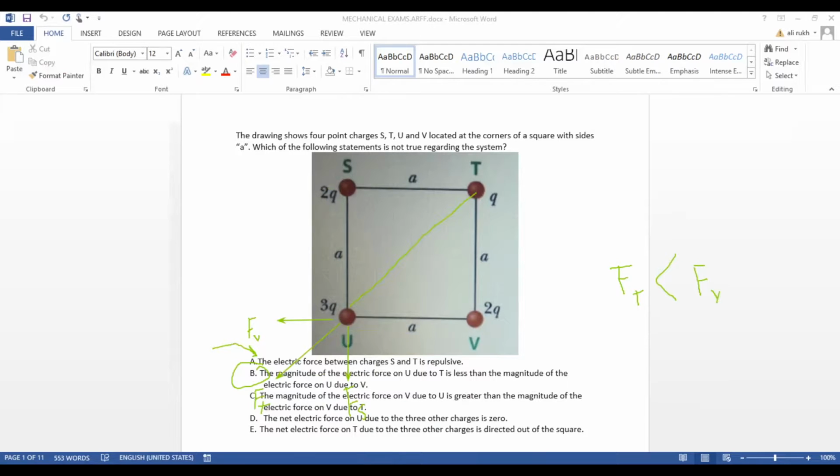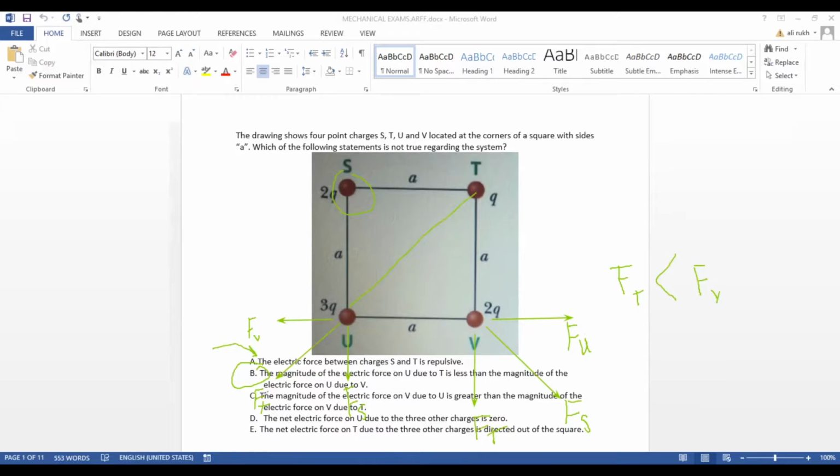Okay. Now let's look at C. The magnitude of the electric force on V due to U. Now you're going to analyze at V. Okay, so I'm going to draw the directions as arrows. Again, the same direction. This way and this way. And this direction is Fs because it is induced by the charge S in the straight line. This one is induced by Ft and this one is induced by Fu.